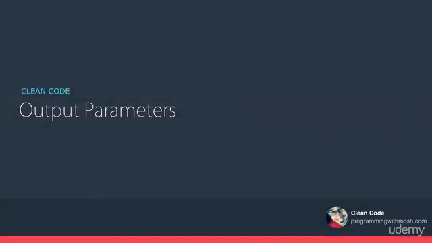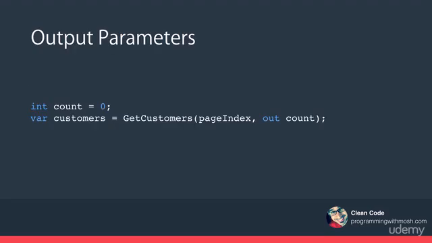Okay, output parameters. That's one of the code smells that you should avoid at all times. Let's take a look at why. So in this example, I have a method called getCustomers, which takes a page index and returns the list of customers in that page. But it also has a second parameter, which is an output parameter, and that returns the total number of customers in the database.